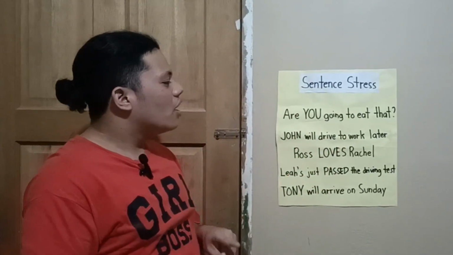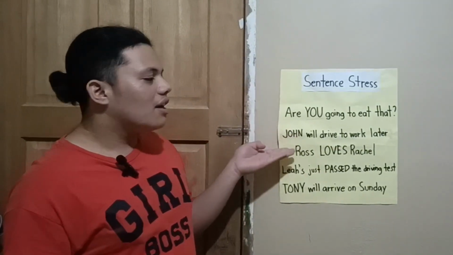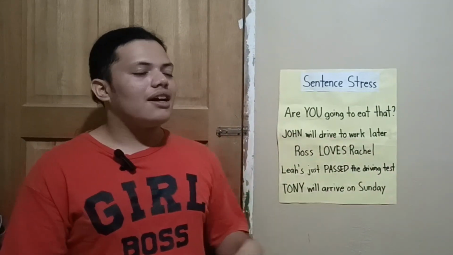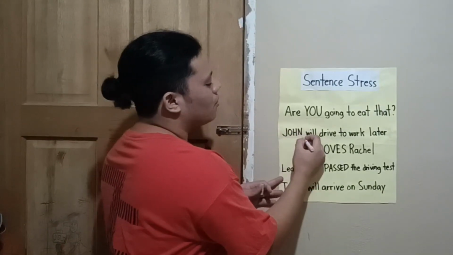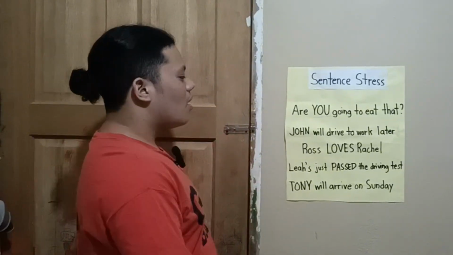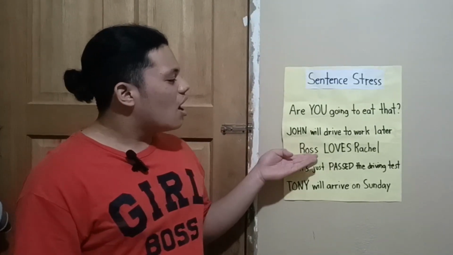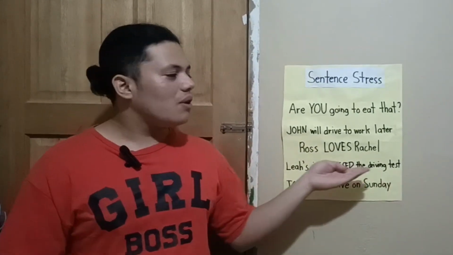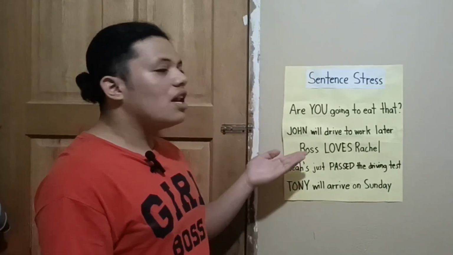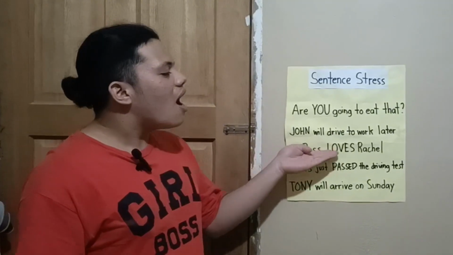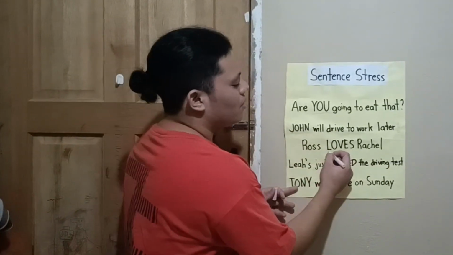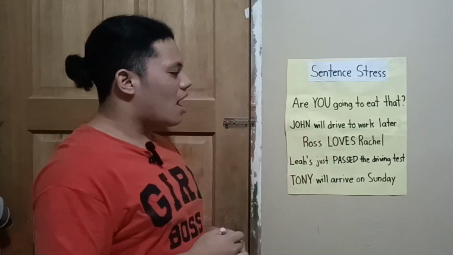Second, John will drive to work later. This answers the question, who will drive later? So here, John will drive to work later. The stress here is John, because again, the stress is to emphasize someone. Third is Ross loves Rachel. Here we can see what Ross feels toward Rachel. He loves Rachel. So Ross loves Rachel. The loves is to emphasize.